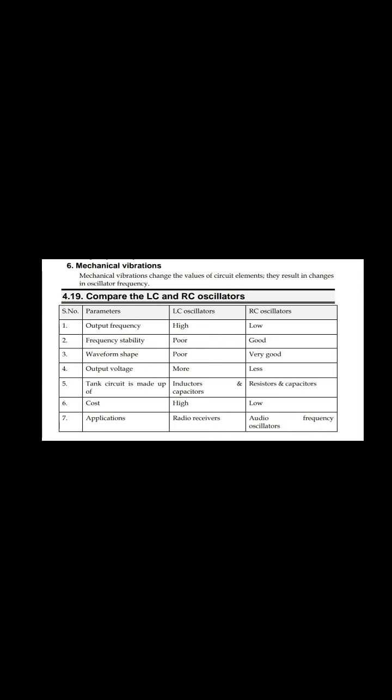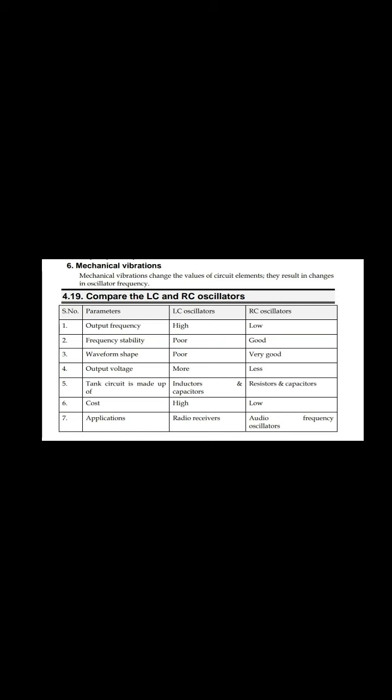Now the next topic is the comparison between LC and RC oscillators. Here, serial numbers 1 up to 7. The second column is the parameter, then LC oscillator, RC oscillator. Output frequency: LC oscillator is high, RC oscillator is low. We know this already.